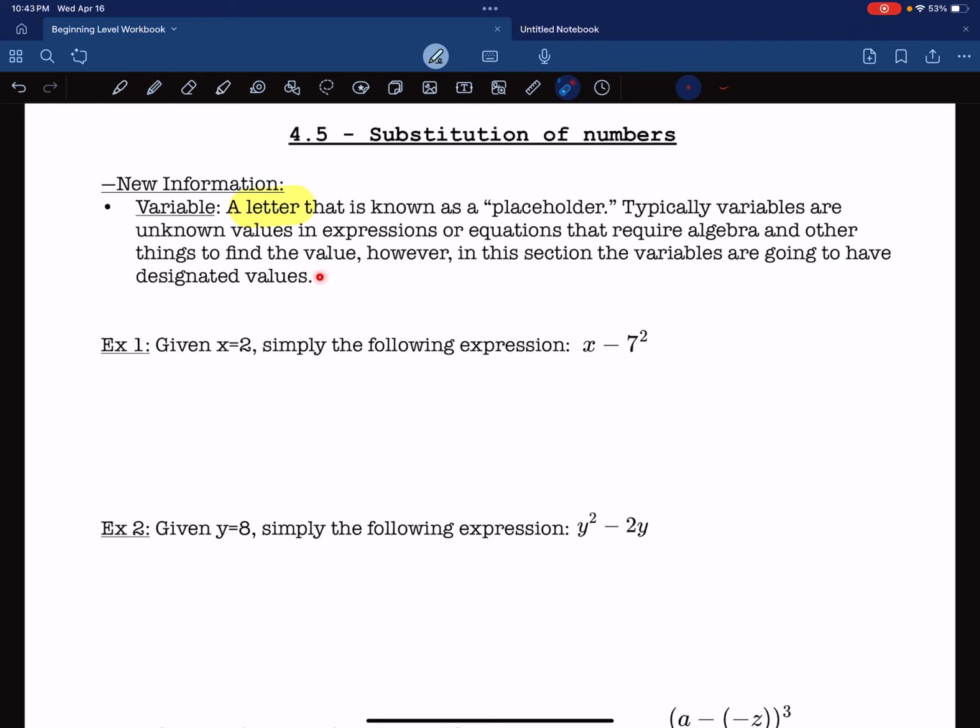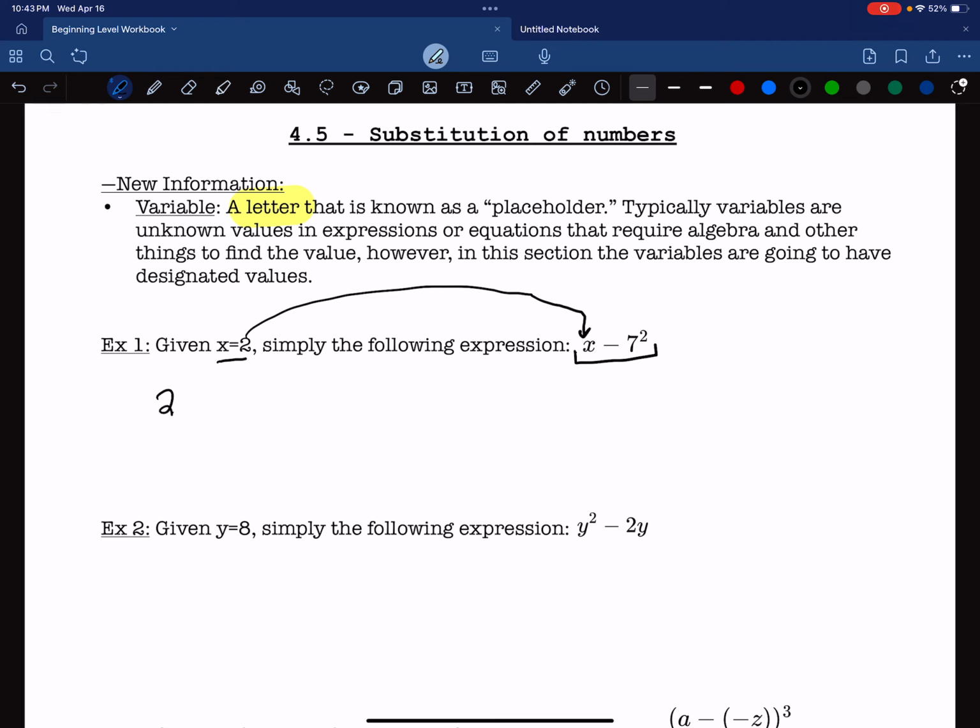So we're just going to be given a value, and all we have to do is plug in this value for wherever this variable happens to be. So all we're doing is order of operations. That's all we're doing. But I'm introducing this idea of a variable. So in this first example, we are given that x equals 2. And we want to simplify this following expression here. So if x equals 2, all we have to do is plug in 2 wherever x is, and that happens to be there. So we have x minus 7 squared, so we're going to replace that x with 2.